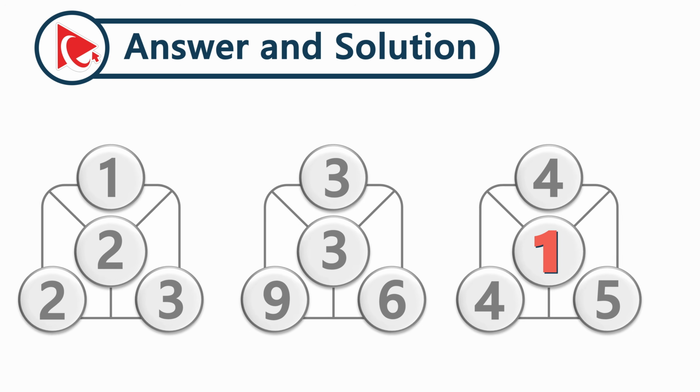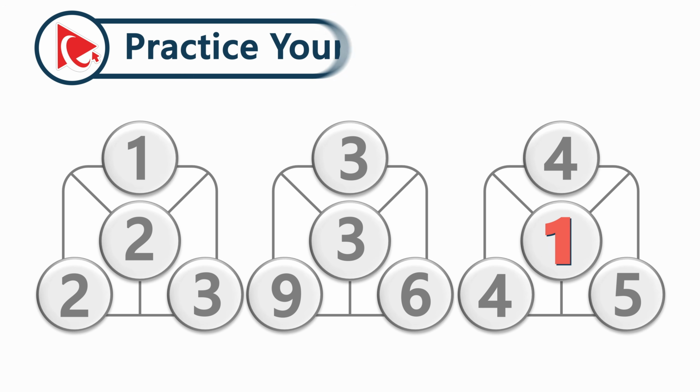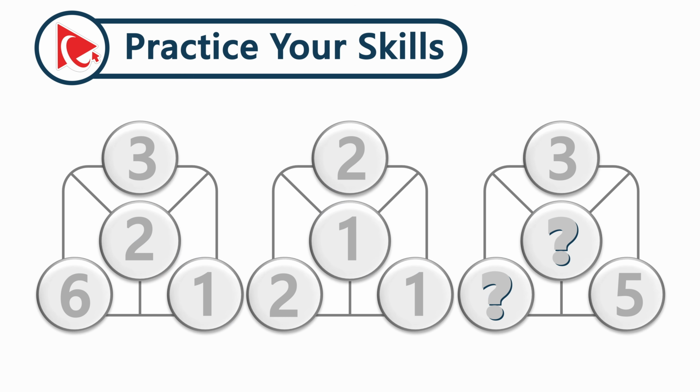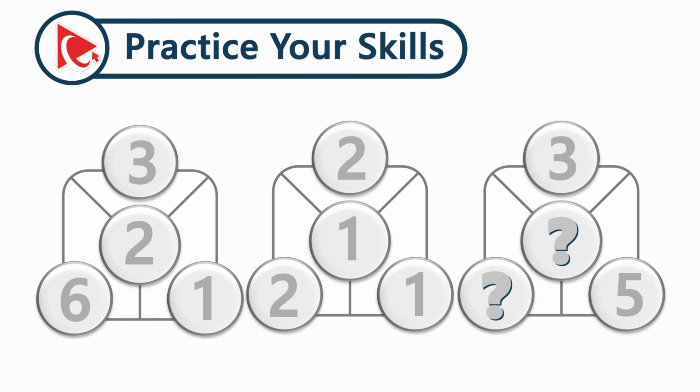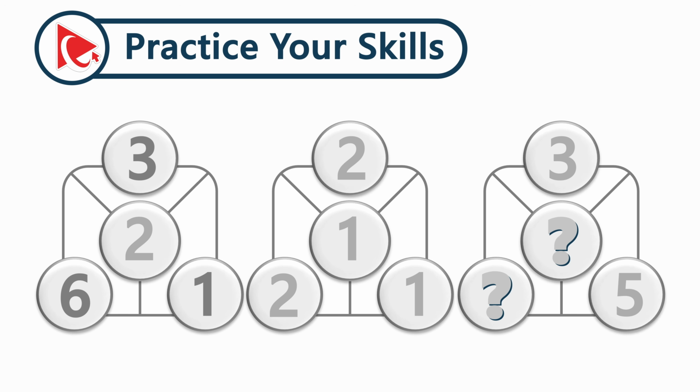But hold on, there is more. Here's the question for you to tackle. You're presented with 3 shapes. The first shape has numbers 3, 1, and 6, and then number 2 in the middle. Second shape has numbers 2, 1, and 2, and then number 1 in the middle. And then the third shape only has 2 numbers visible, 5 and 3, and 2 other numbers are missing. You need to determine the pattern, calculate your answer, and select your solution out of 4 possible choices.